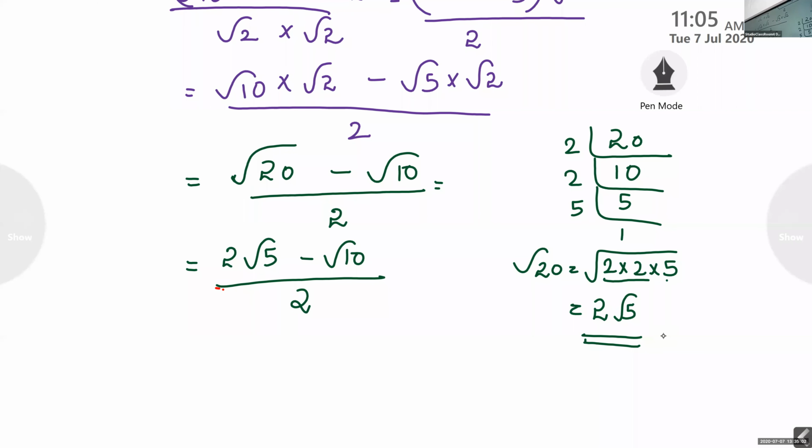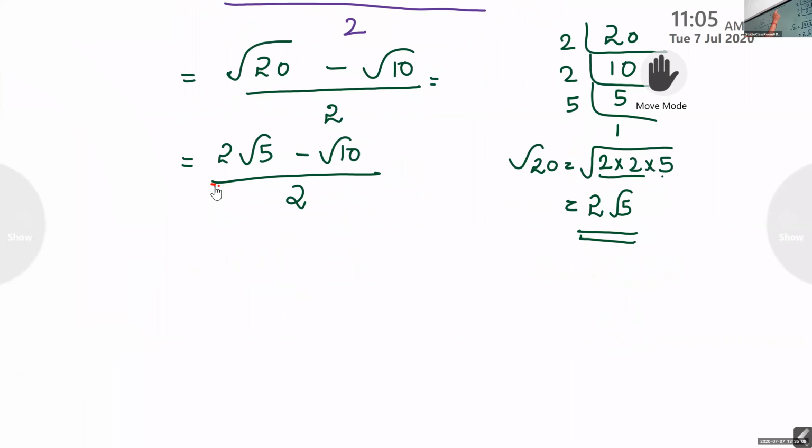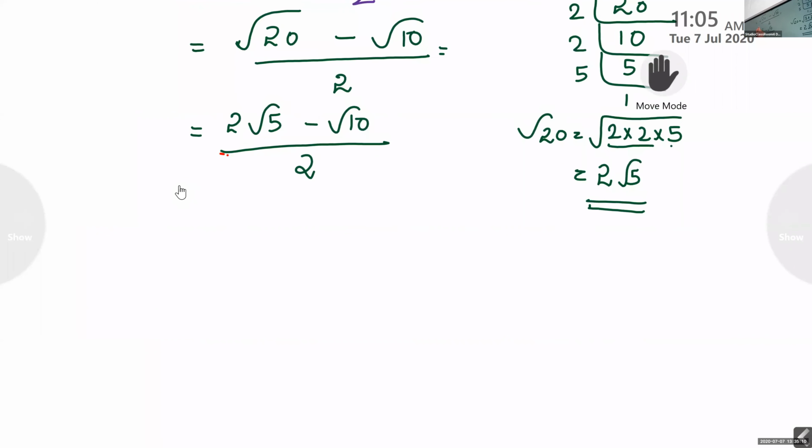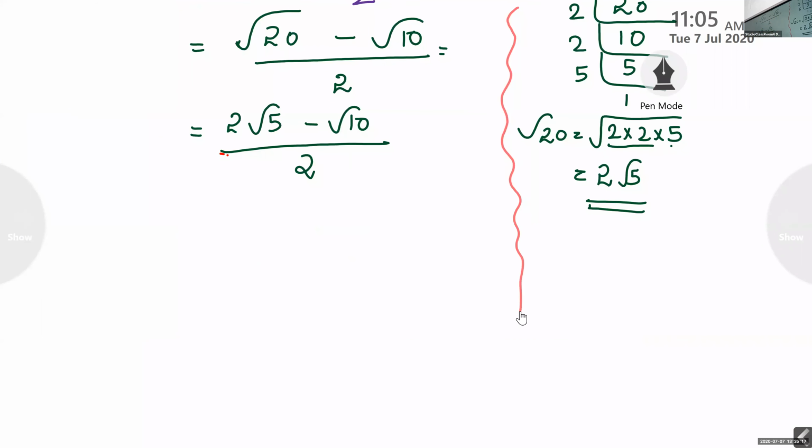Okay, children. Now what is the value of 2 root 5? It is very easy because you know root 5's value. What is root 5? 2 into 2.236 minus root 10's value. What is root 10's value?